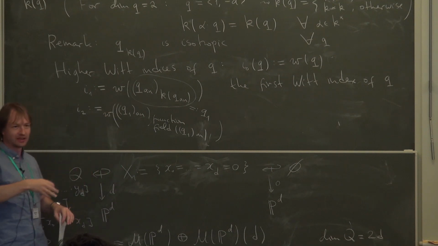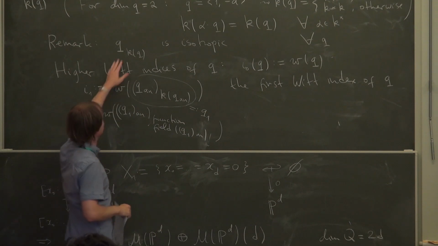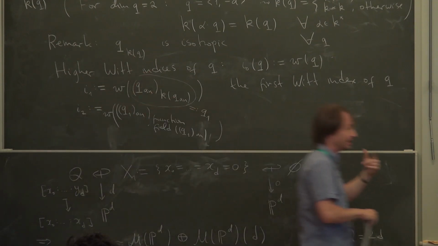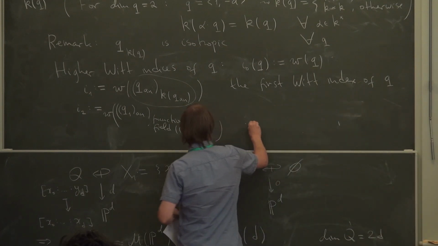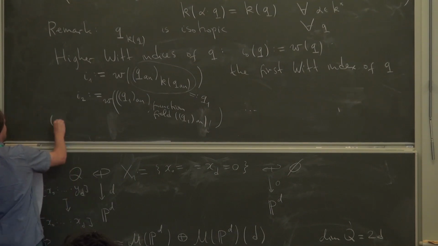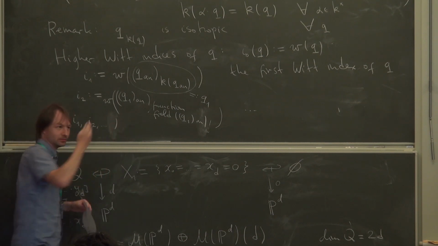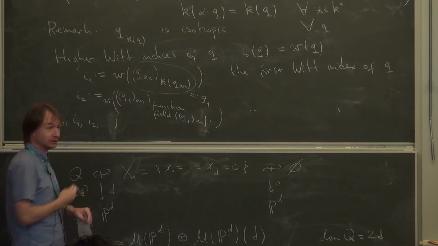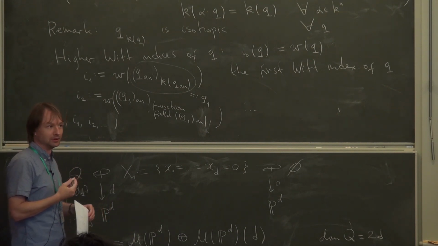So these numbers will become smaller and smaller. It's a finite process, just because of this remark that on each step we split at least one hyperbolic plane. So the Witt index each time is at least one, and the process is finite. And this sequence, I0, I1, I2, and so on, is called the set, well, it's ordered, the higher Witt indices of Q.